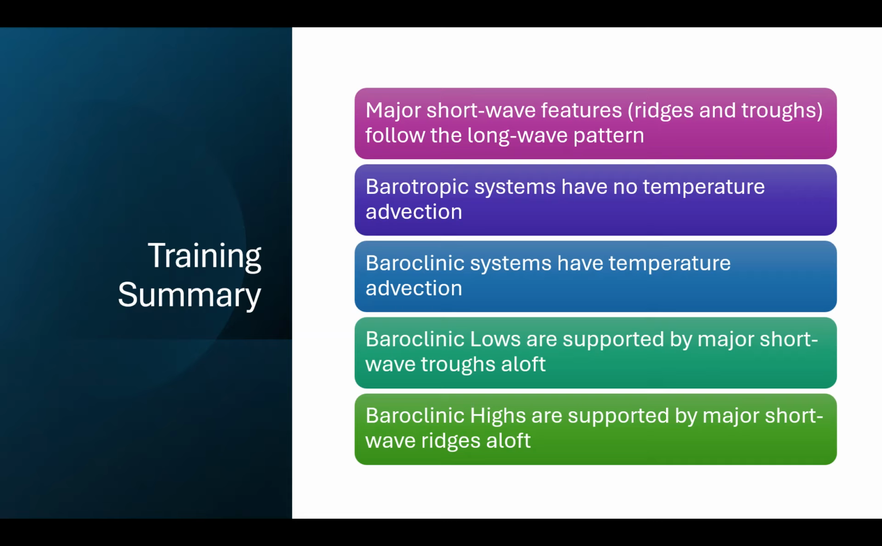Major shortwave features such as the shortwave ridges and shortwave troughs are going to follow the long wave pattern. Barotropic systems, by the way, have no temperature advection, while baroclinic systems do have temperature advection. Baroclinic lows are going to be supported by these major shortwave troughs aloft, while baroclinic highs are supported by major shortwave ridges aloft.